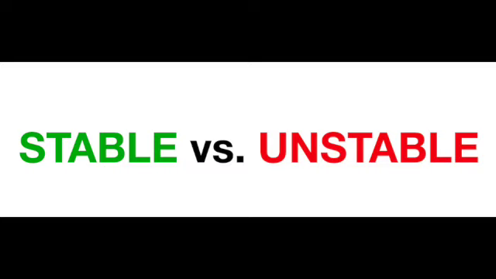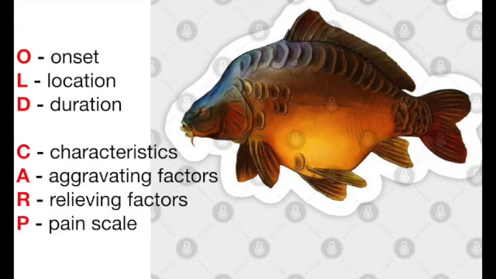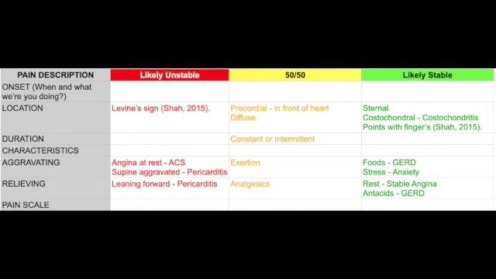First, you want to get a good description of the chest pain. The acronym I commonly use is OLD CARP. O means onset, L means location, D is for duration, C means characteristics, A is aggravating factors, R is relieving factors, and P is pain scale. Now here is a sample table that I use to distinguish if my OLD CARP is stable or unstable. Red would likely be unstable, yellow can go either way, and green is likely stable.